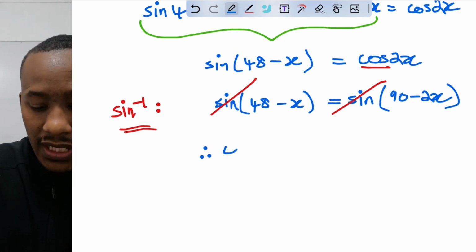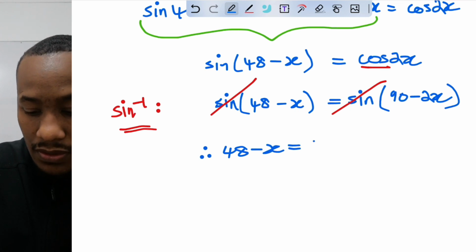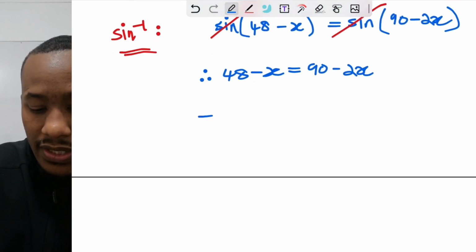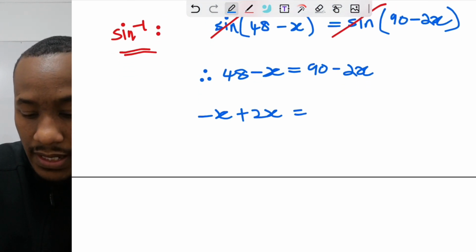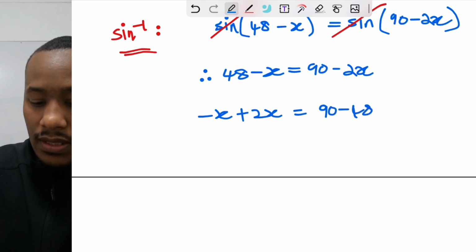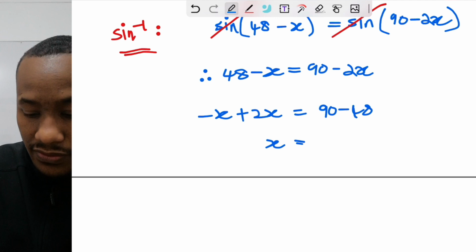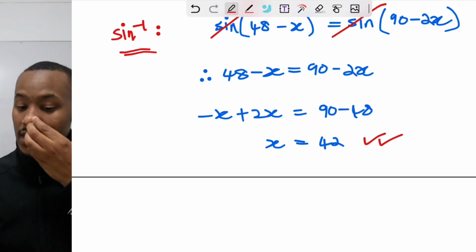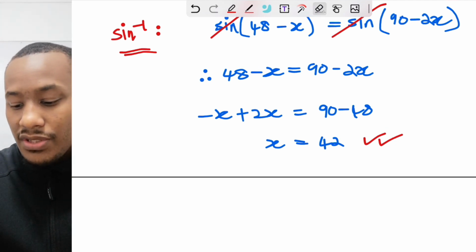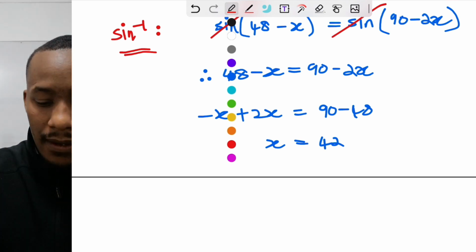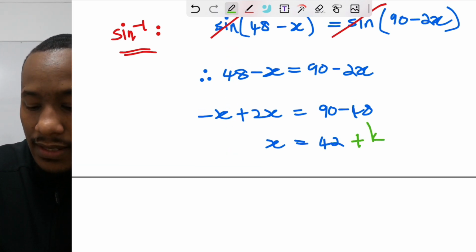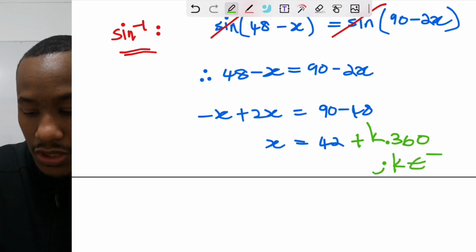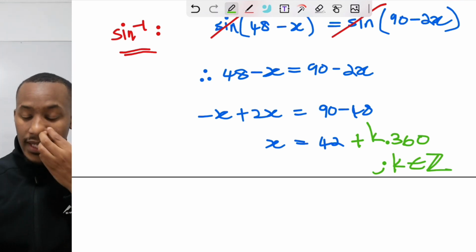So 48 degrees minus x equal to 90 degrees minus 2x. And let's solve x on both sides. So negative x plus 2x and 90 minus 48. This is just x and that's 42. So x is equal to 42 degrees. However, they did request for the general solution. So let me say plus k times 360 degrees where k is an element of integers, all integers. Okay, k an element of Z.